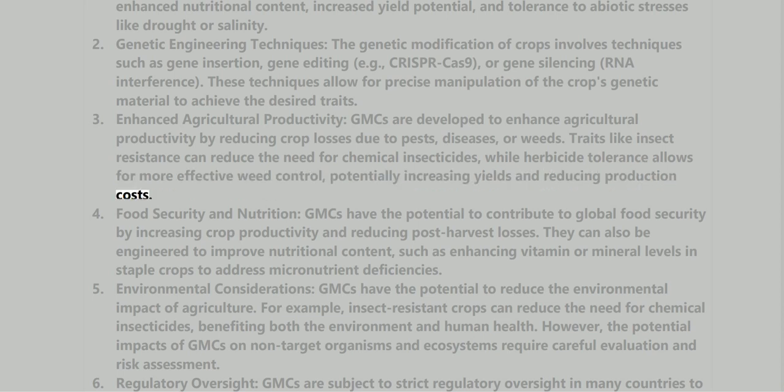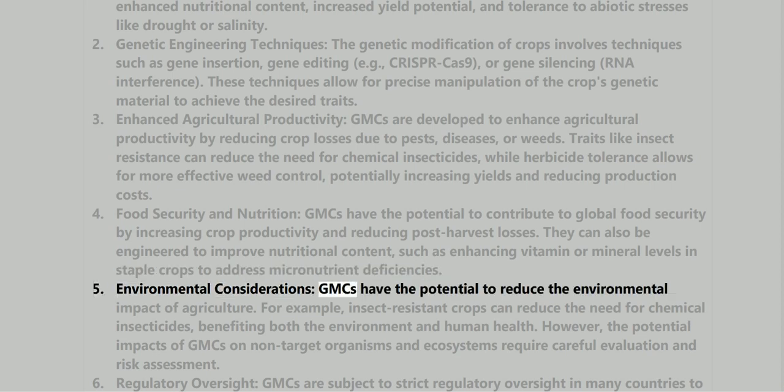4. Food security and nutrition. GMCs have the potential to contribute to global food security by increasing crop productivity and reducing post-harvest losses. They can also be engineered to improve nutritional content, such as enhancing vitamin or mineral levels in staple crops to address micronutrient deficiencies.